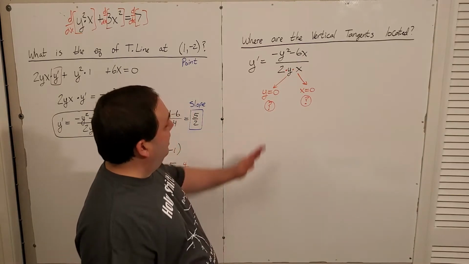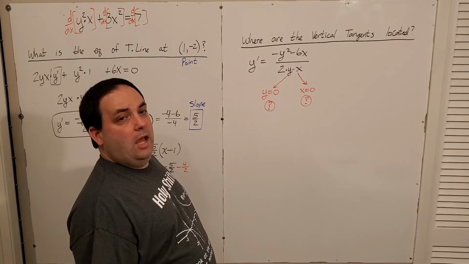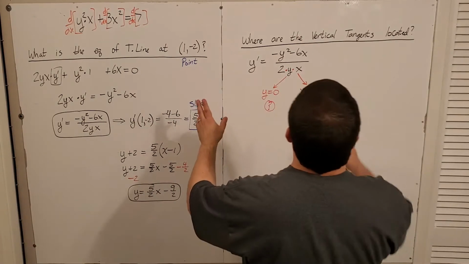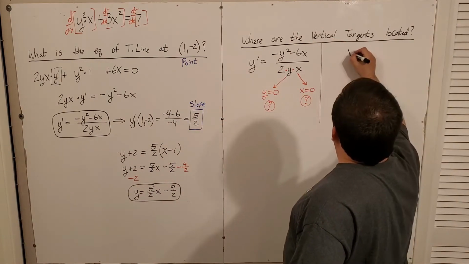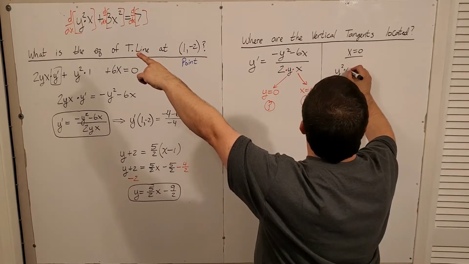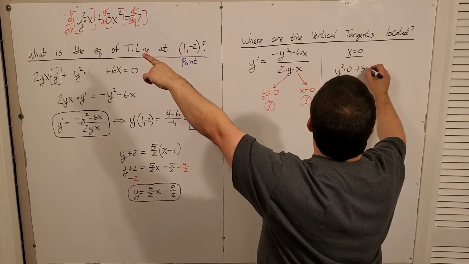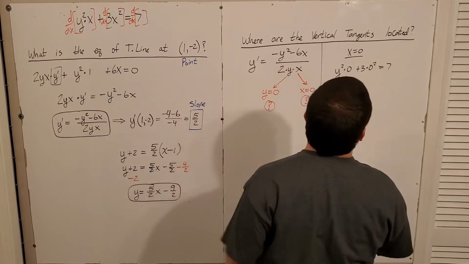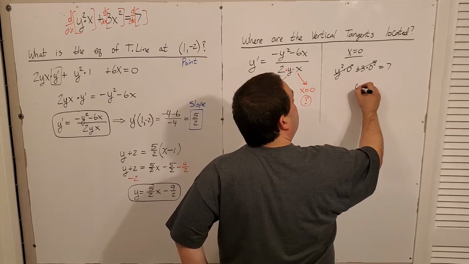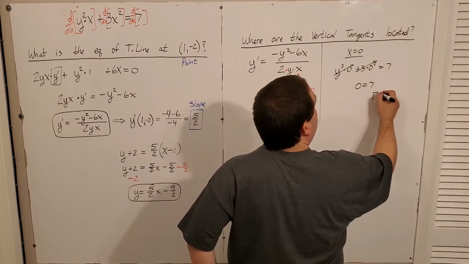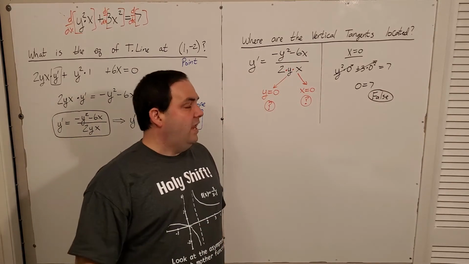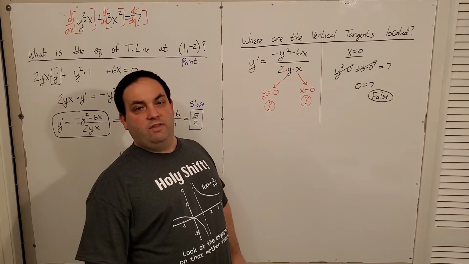So now what I'm going to do is test out these things in the original equation. Let's start with the x equals 0. When x equals 0 in the original equation, I've got y squared times 0 plus 3 times 0 squared equals 7. And you'll notice both of these are eliminating to 0. So I'm getting 0 equals 7, which is false. The fact that I'm getting a false statement there tells me that x equals 0 must not even be in the domain of the function.